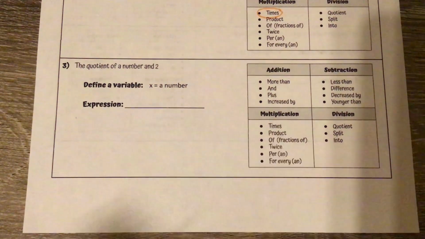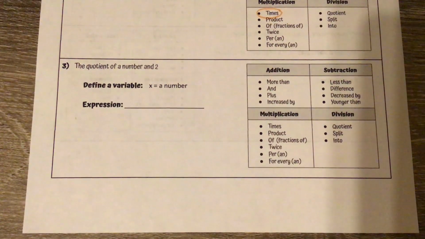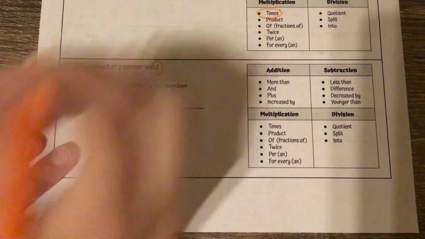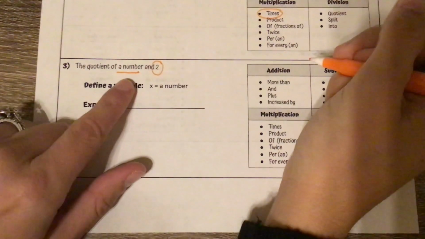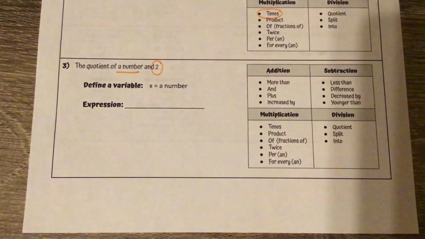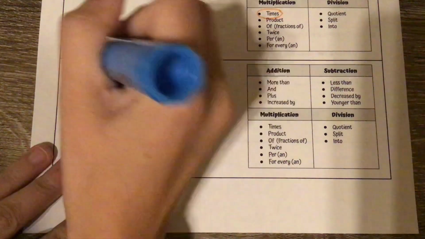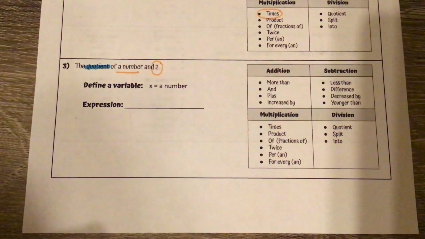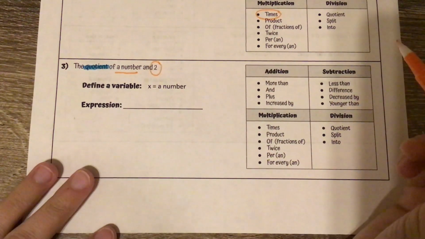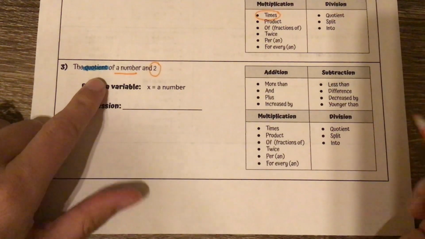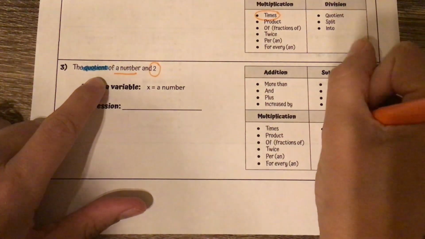Number 3, the quotient of a number and 2. Circling my number, underlining our unknown. We don't know the number, x equals a number. And then highlighting the key word, quotient. I look over on my chart, that's a little bit of a harder one. Quotient, I see it under division.